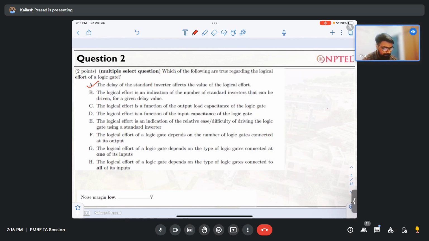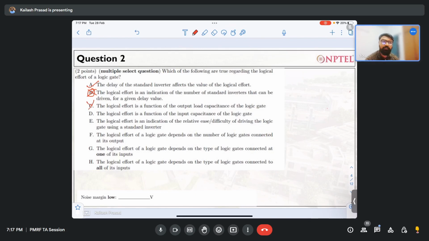Okay, so B is not the answer. Now moving to C, what C is saying, the logical effort is a function of output load capacitance of the logical gate. So this is also not correct, right? Because it's a function of input, not output.